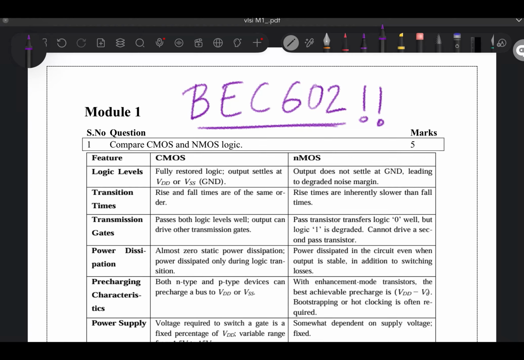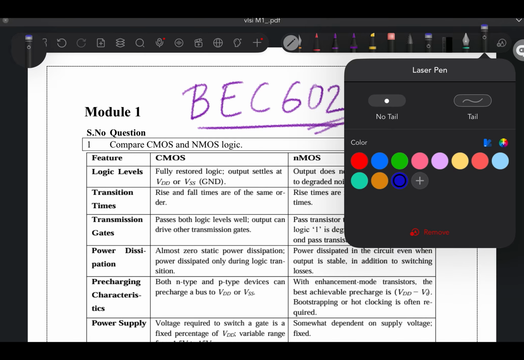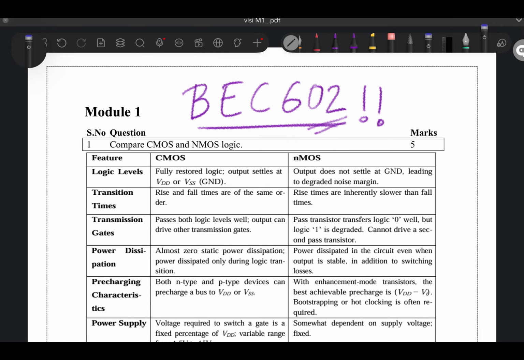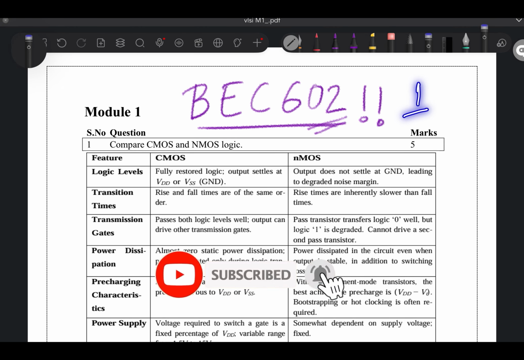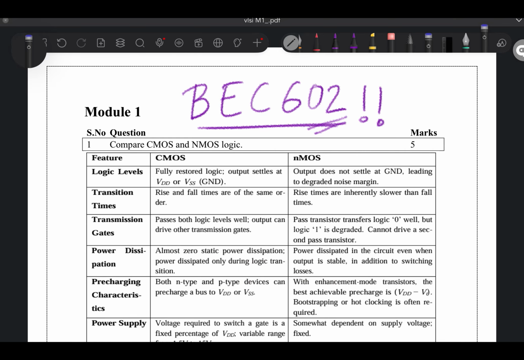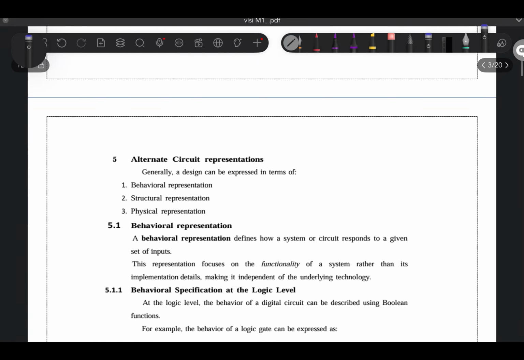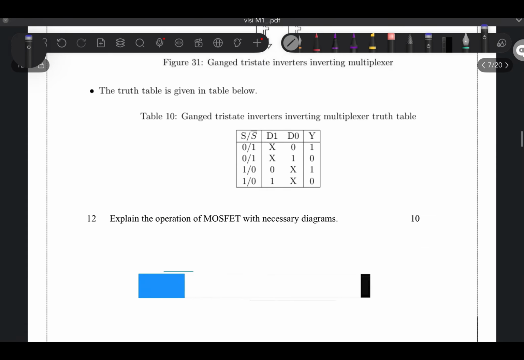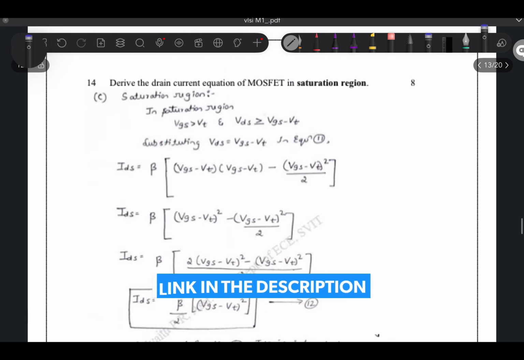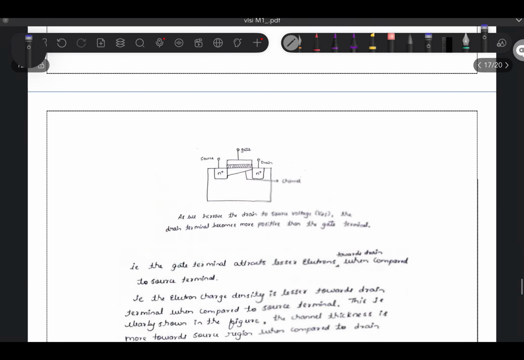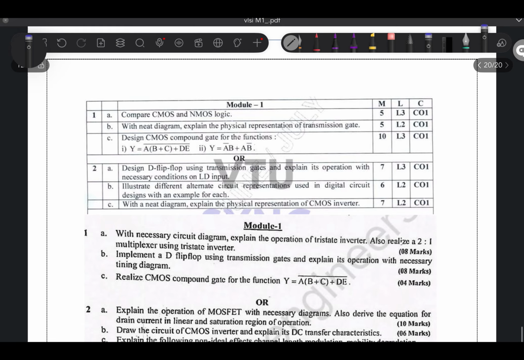So in today's video, we are going to discuss the subject BEC602, that is, VLSI design. I have made the analysis based on three papers currently. One is the paper which I attended, and the remaining two are some previous years' papers and one model paper. You can see all of these are available in my description notes. You can easily refer to them, so no need to screenshot this. And at the last I have attached the questions from where I have taken them.